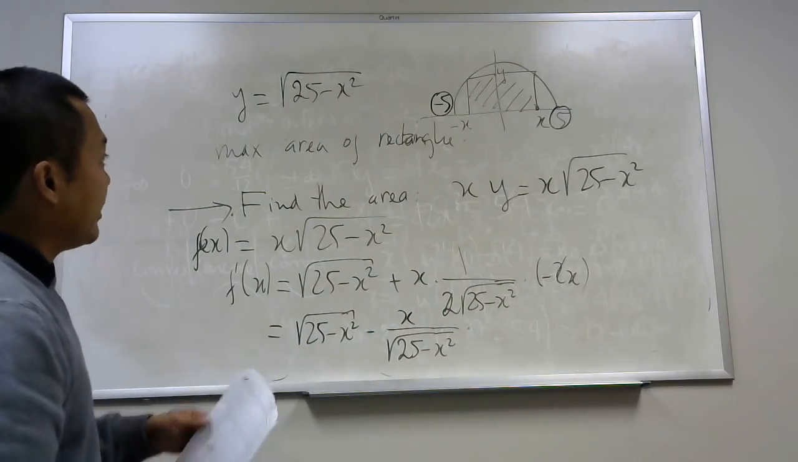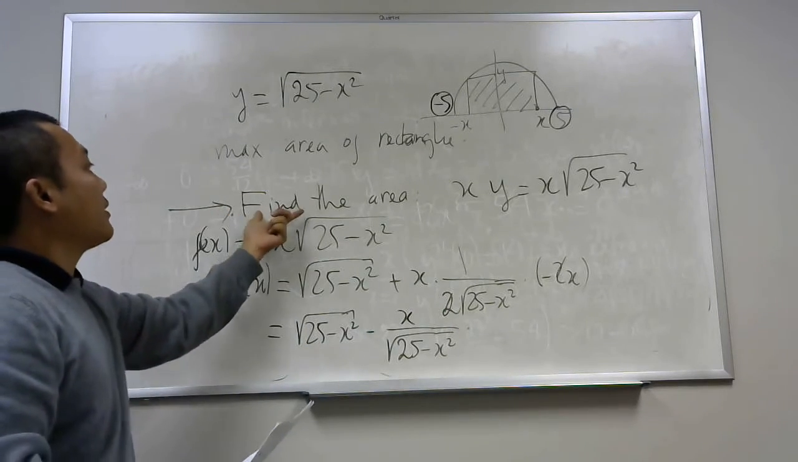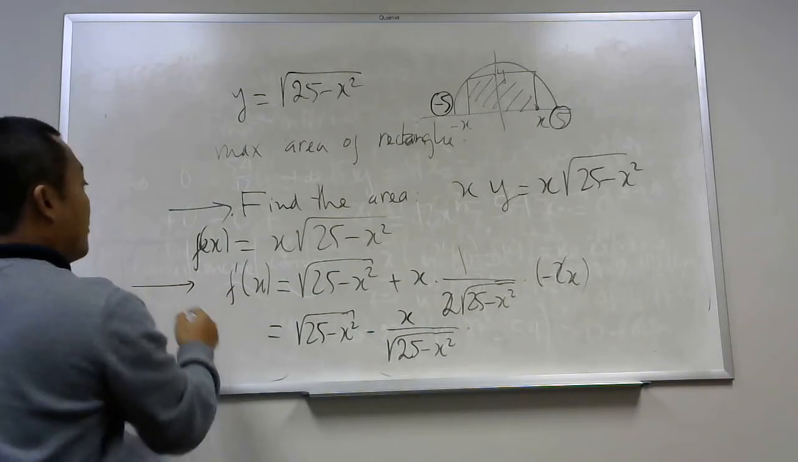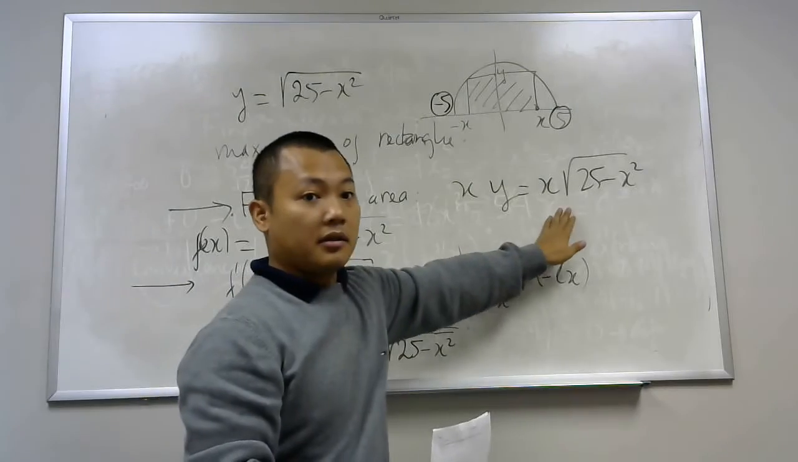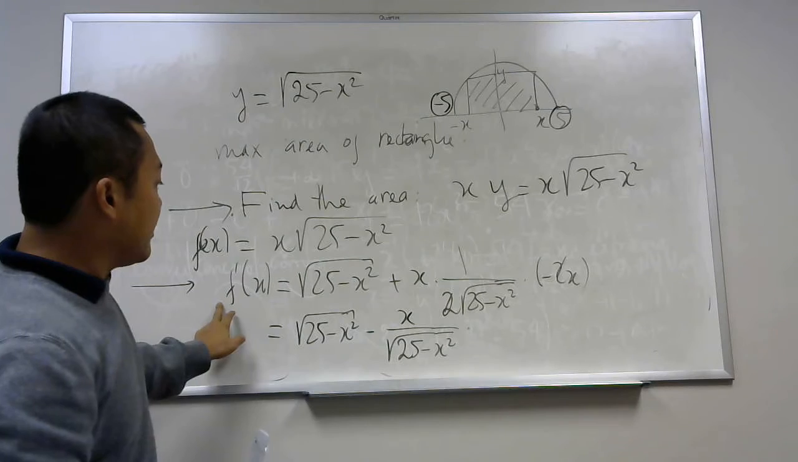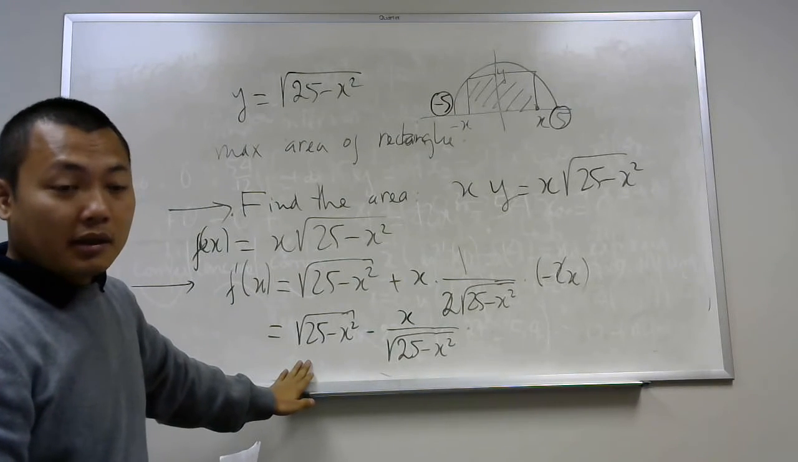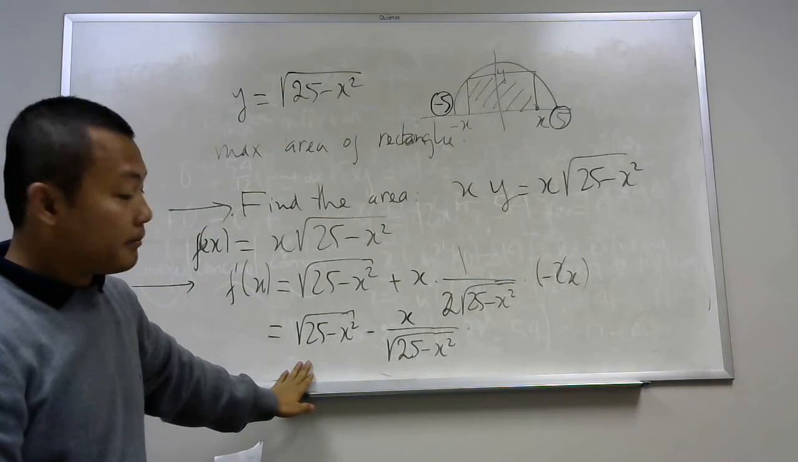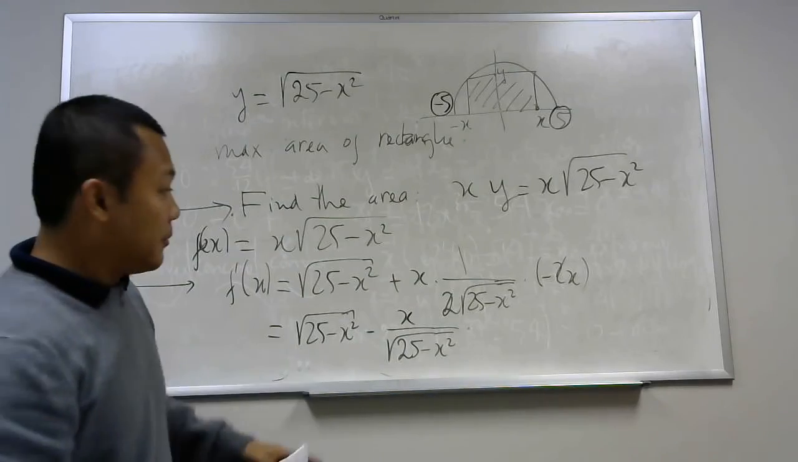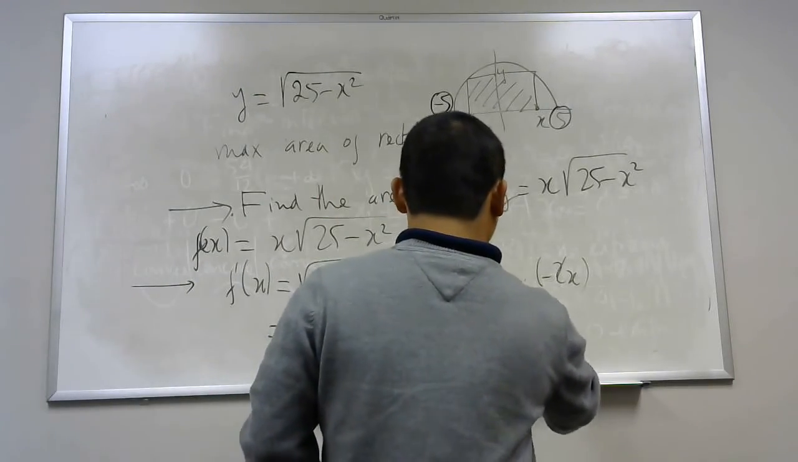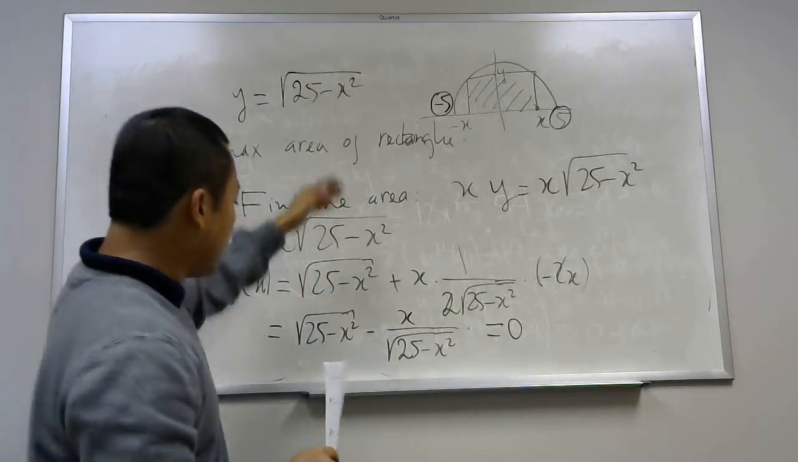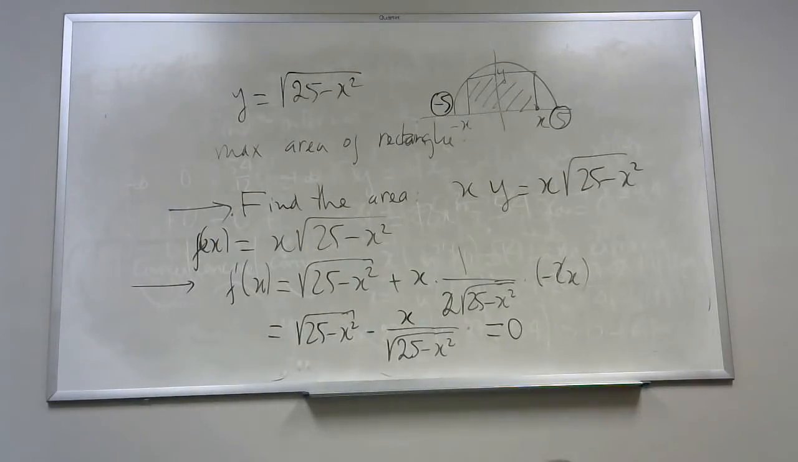So, in order to find the maximum of this function, first we need to find the derivative, and then we set it equal to 0, right, to find all critical points. Let's set it equal to 0. Let me erase the problem here, so we have more space.